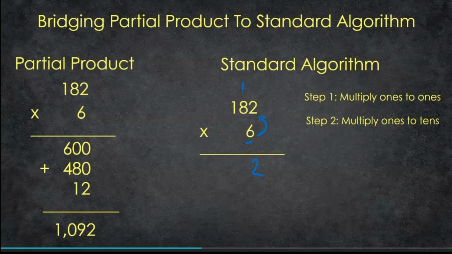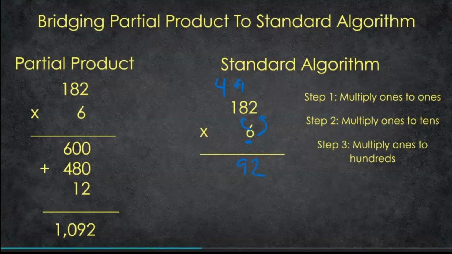Second step, we're going to take that 6 and multiply it to the tens place. 6 times 8 is 48. And then I just have to remember to add that 1 that I shifted over. So I get 49 tens. I'm going to shift that 4 over. I'm going to write my 9 tens in the tens place.